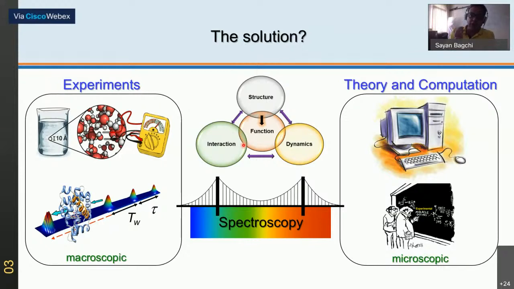But I cannot understand the trend if I do not know the underlying theory. So in other words, experiments give us a bunch of numbers, which gives us macroscopic understanding, but we do not have the molecular level understanding. And theory gives us the microscopic understanding, but without experiments, these are just hypotheses. So we need to bridge the gap between the theory and experiment. And the bridge can be formed by spectroscopy.